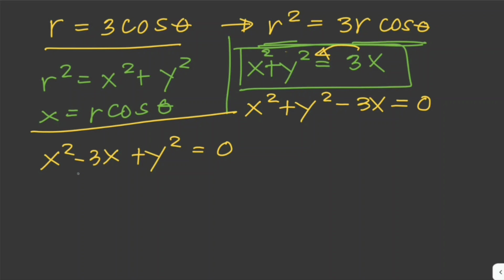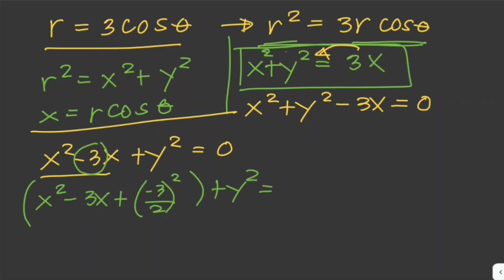We just have to add to x squared minus 3x the square of half of the coefficient of the middle term. The middle term here is negative 3. So we add the square of half of negative 3, plus y squared equals, and whatever we add on one side, we also add to the other side. So we added negative 3 halves squared to the left, so we should add negative 3 halves squared to the right. That is 0 plus negative 3 halves squared.